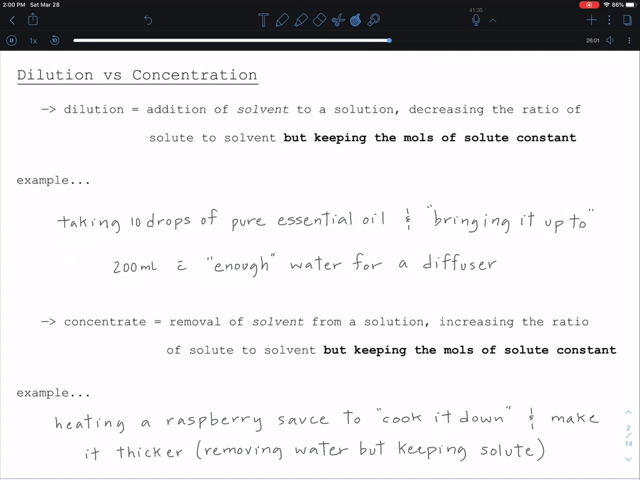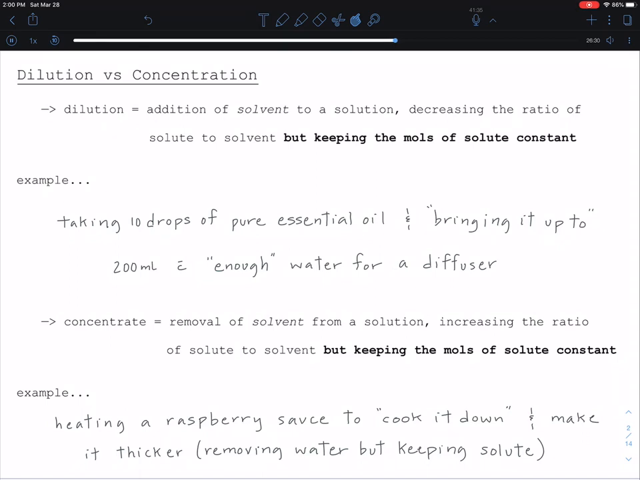But the water is being cooked off. It's evaporating, right? And you're making it thicker. So you're removing the water, but you're keeping the rest of the sauce parts. So you're keeping the moles of the solute constant, but you're shifting the amount of solvent. So if you're going to concentrate something, what you're going to do is remove some of the solvent such that the volume of the whole solution decreases, but the moles of the solute stay the same. So the molarity will increase.